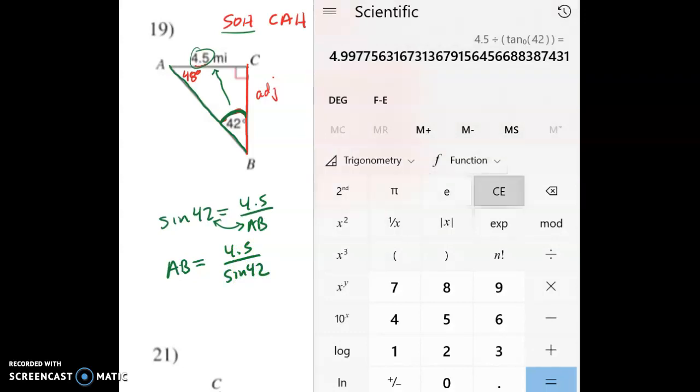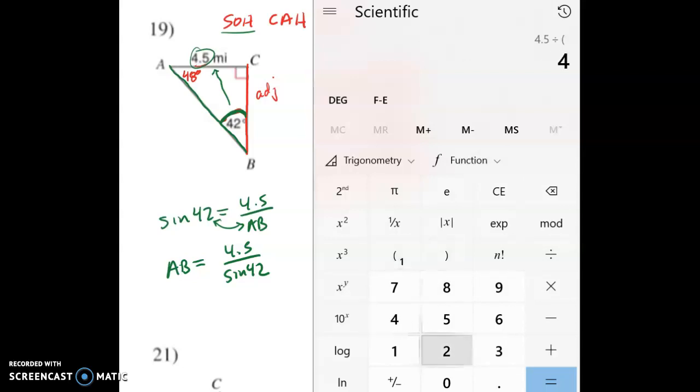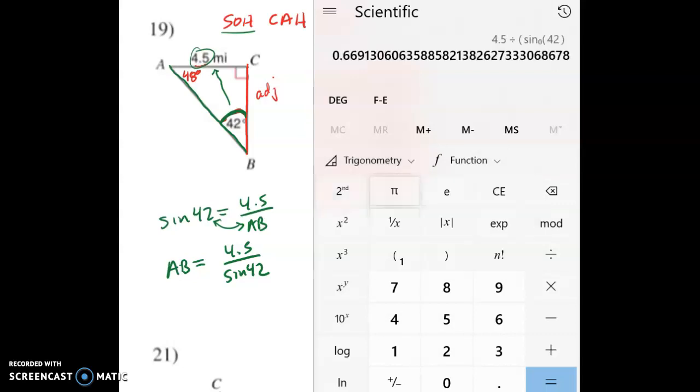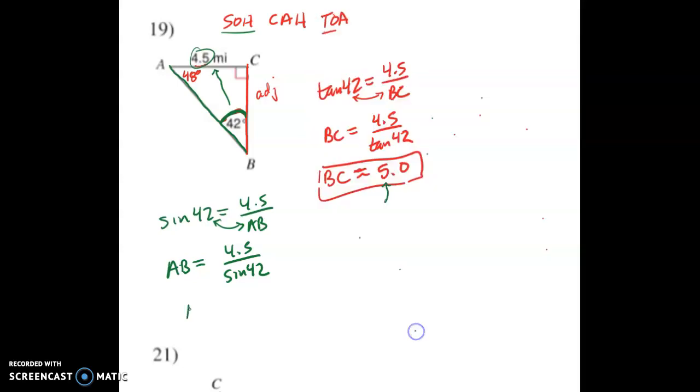So we use our calculator here. 4.5 divided by the sine of 42. So we're going to enter the number first. Take the sine of that number. Close our parentheses. Make sure, check back up here with the syntax. Make sure it is what you want it to be. And then hit equals. So 6.73 approximately. And we're done.